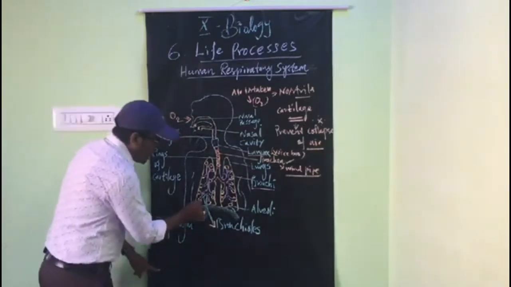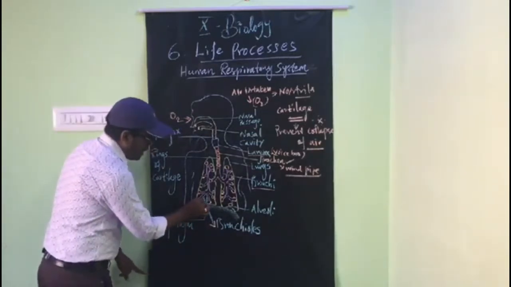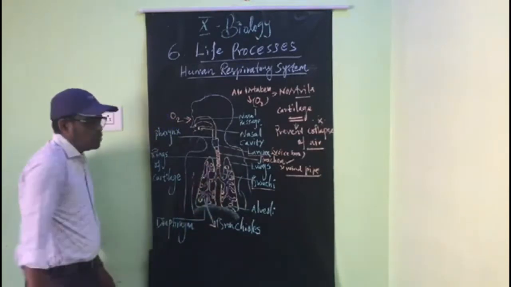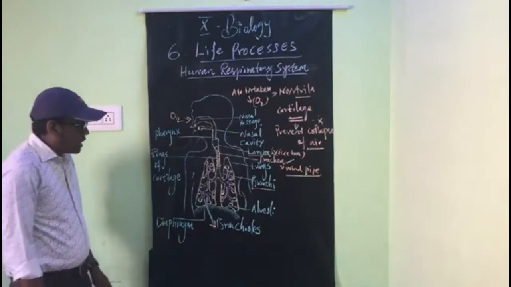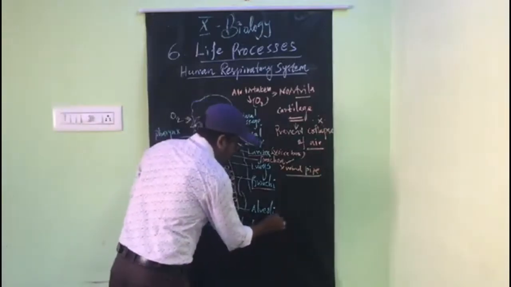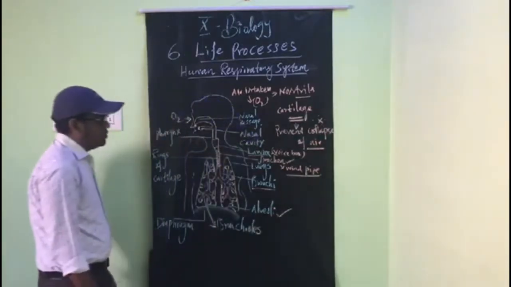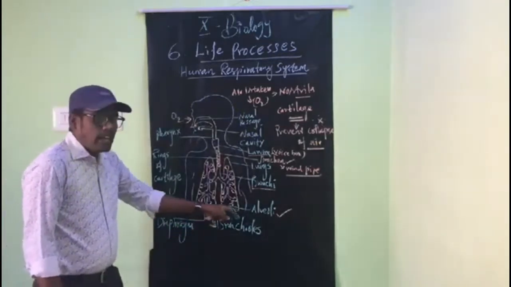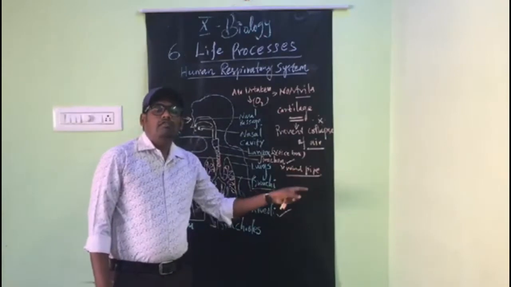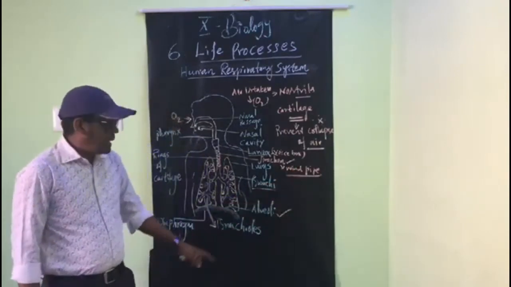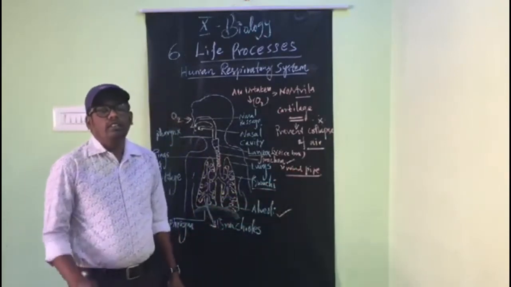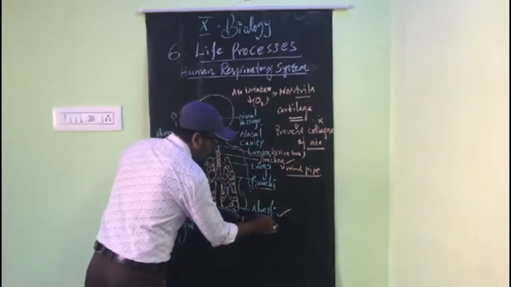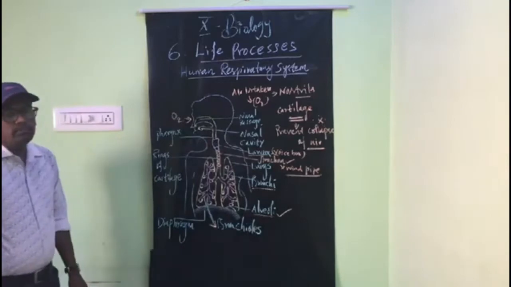This is the end of the bronchioles, these are the ends of the bronchioles. At the end of the bronchiole, there is a balloon-like structure. The balloon-like structure is called alveoli.